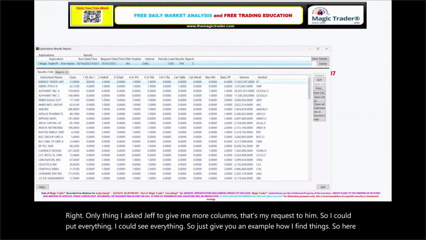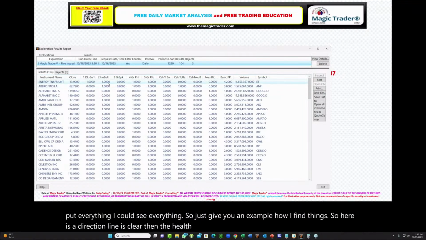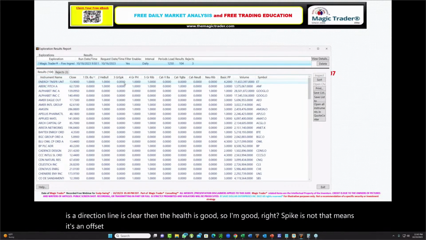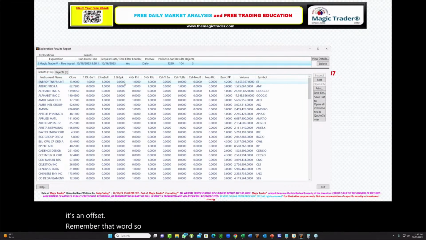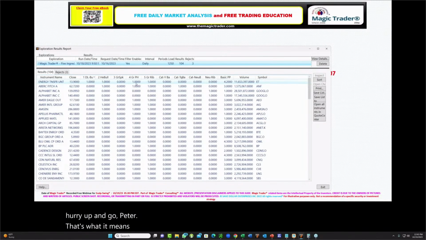So here is a direction line. It's clear. Then the health is good, so I'm good. Spike is not there. That means it's an offset. Remember that word. So where is the spike then? It happened before the direction line. So hurry up and go, Peter. That's what it means.